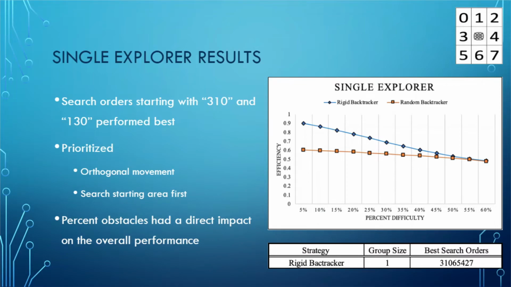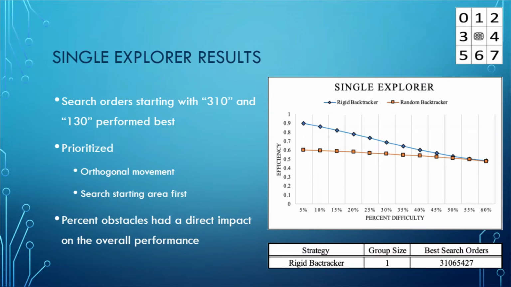This was because they prioritized orthogonal movement, which has a cost of 1 unit, before they moved diagonally, which had a cost of square root of 2 units. Secondly, they searched in the starting area before moving farther out. This reduced the chances that they would miss a tile in the starting area and be unable to get to it without backtracking. Finally, percent obstacles had a direct impact on the overall performance of the explorers.